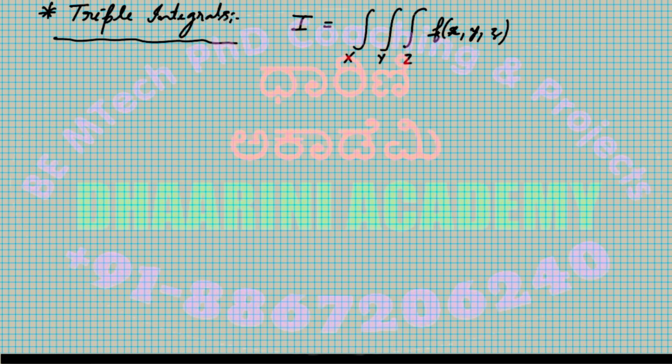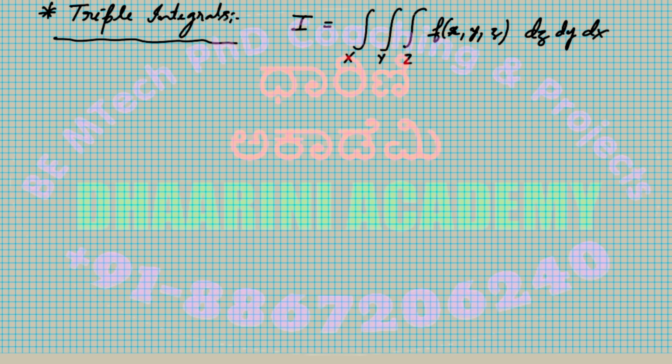So since the innermost integral is z, you will do dz first, then dy, then dx. Okay, right? So that's the very standard format. It's just an extension of double integral to triple integral with similar rules. Okay, so let's start solving some of the problems just to get adjusted to the integration process.